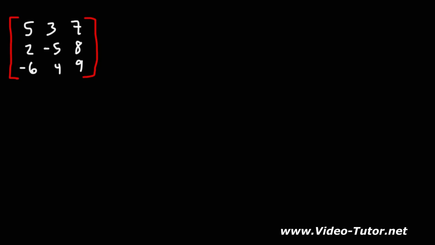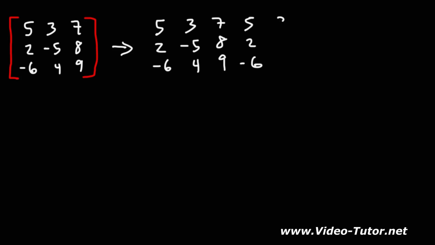In this lesson, we're going to talk about how to find the determinant of a 3 by 3 matrix, but we're going to do it using a shortcut method, or the easy way. So to begin, we are going to write the first column of the matrix, 5, 2, negative 6, and then we're going to write the second column, 3, negative 5, 4, and then the third column, 7, 8, 9. And then let's write the first column, 5, 2, negative 6, and then the second column again.